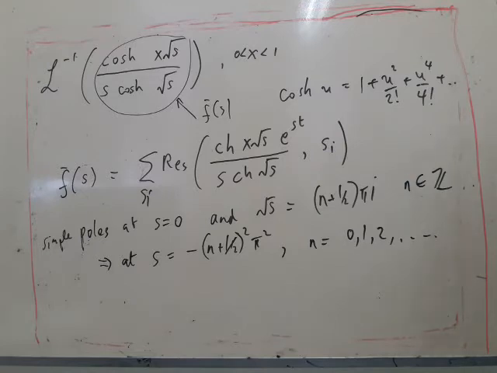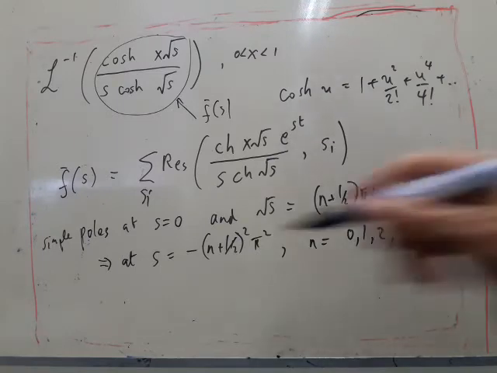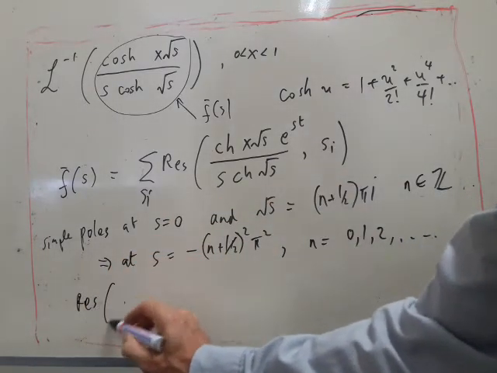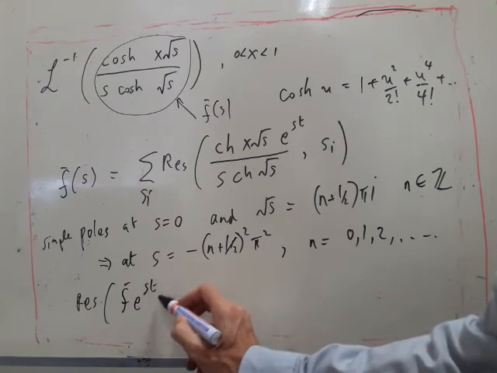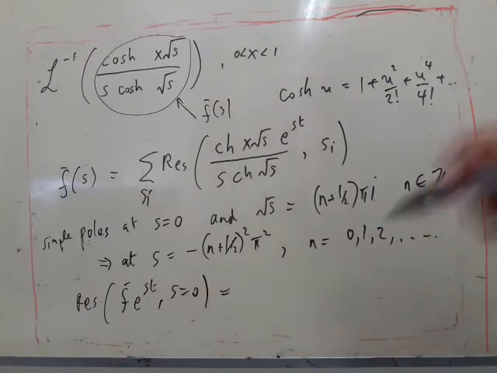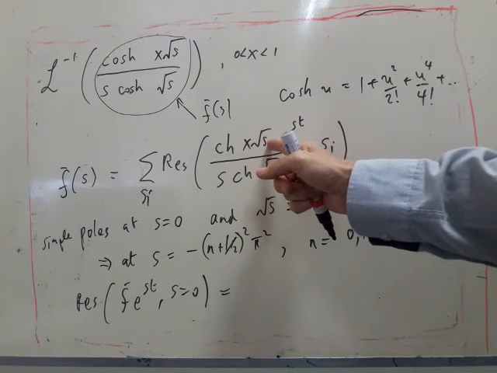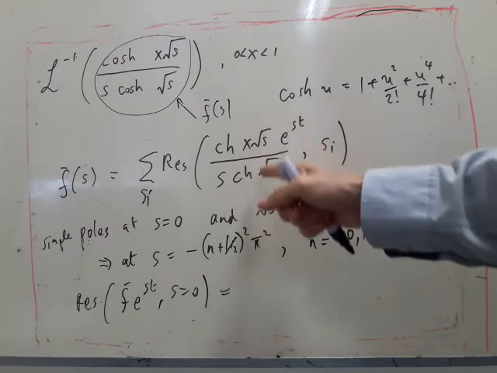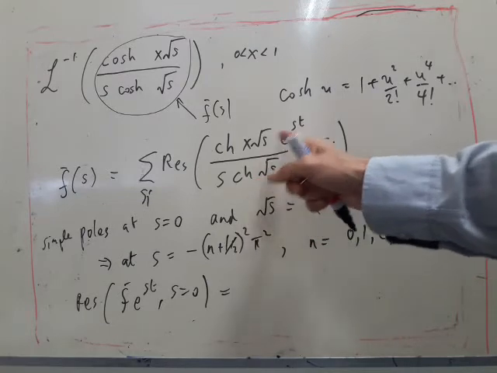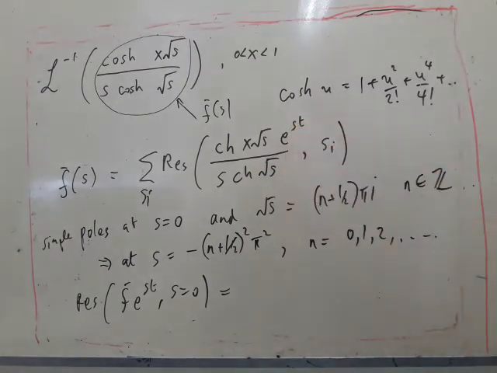Okay, so now I need to work out what the residues are at these various places. So the residue of f bar e to the st at s equals 0 is, if I just use P over Q, at s equals 0, cosh is 1, cosh is 1, and e to the 0 is 1, so that's just equal to 1.